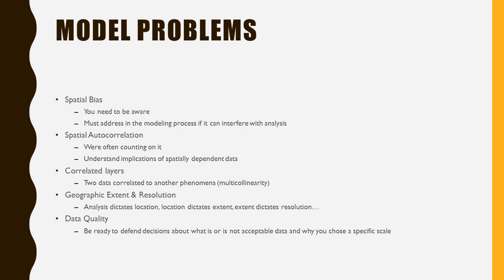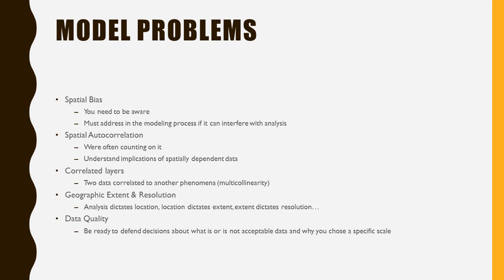Specifically, we'll look at a few of these. Spatial bias, you need to be aware of it because it can cause problems. You must address it in the modeling process because it can interfere with your analysis. Spatial autocorrelation is something that occurs frequently, and oftentimes we're counting on it. But we have to understand the implications of what spatially dependent data is and what it means.